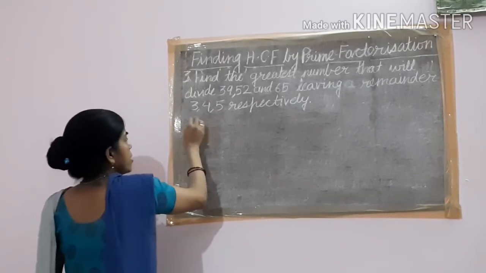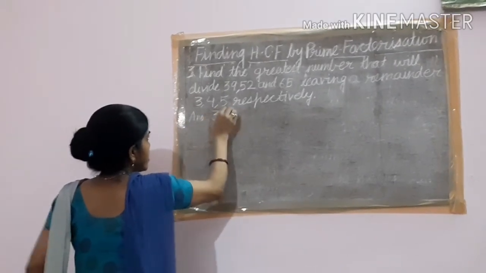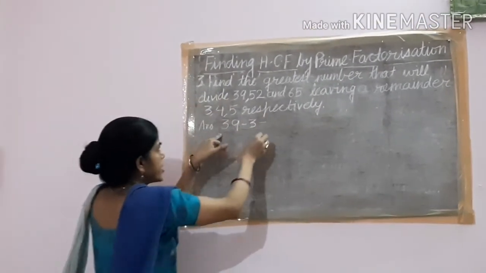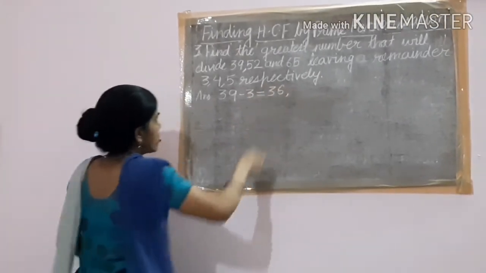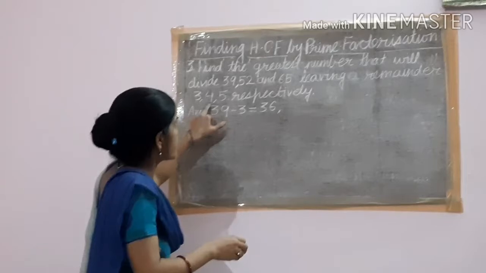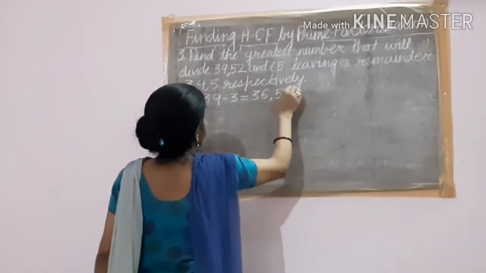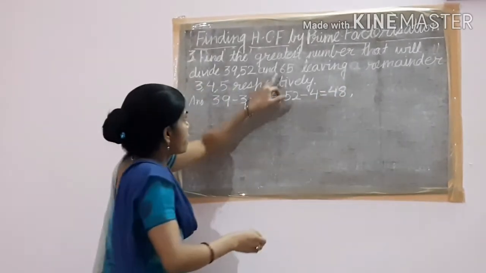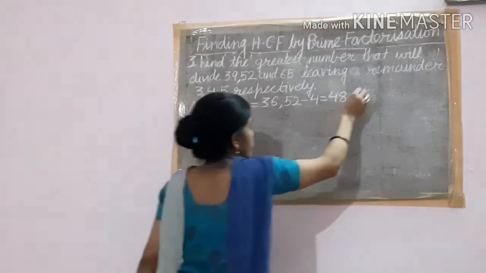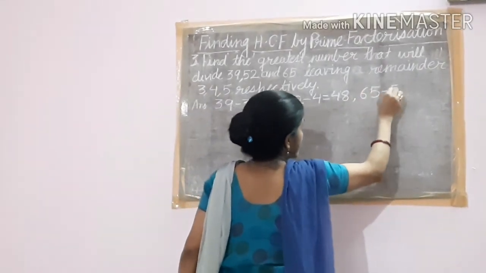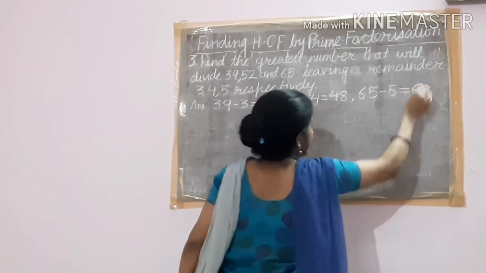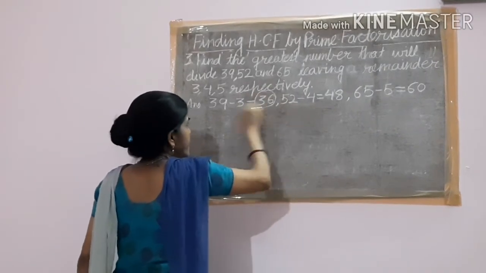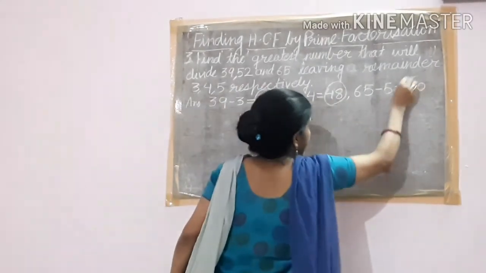So to find the required number, first number you take, the remainder is 3. So you have to subtract 3 from 39. Now 39 minus 3 is 36. Now for the second number the remainder is 4. So you subtract 4 from 52. 52 minus 4 is 48. So your number is 48. And for the third number the remainder is 5. So you subtract 5 from 65. So here it is 60. Now the next step is you have to find the HCF of this 36, 48 and 60.